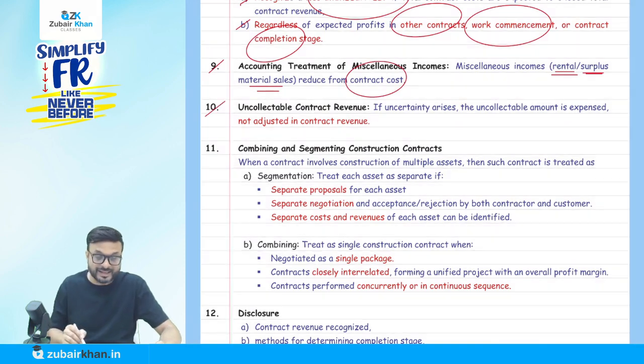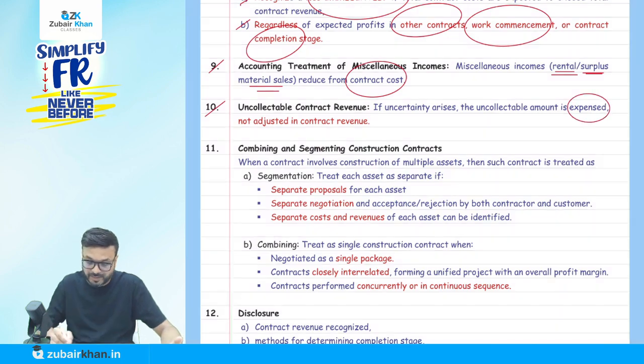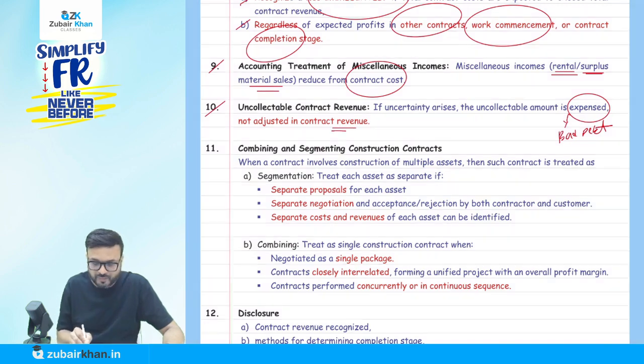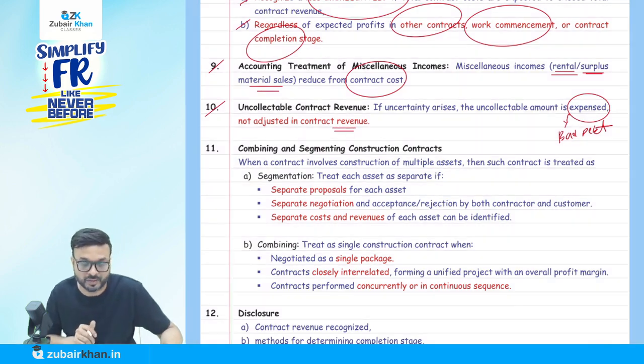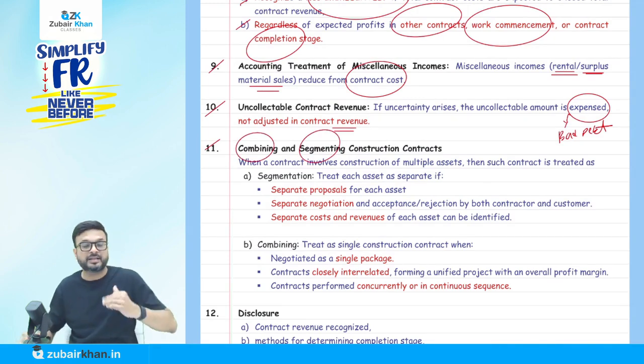Uncollectible contract revenue is nothing but bad debt. If uncollectibility or uncertainty arises, the uncollectible amount is an expense. Expense means I will treat it as bad debt. We don't adjust it against revenue. Obviously, bad debt will go to the debit side of the profit and loss account. Now, this is very important, please understand this point here.